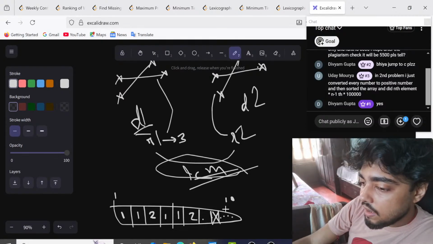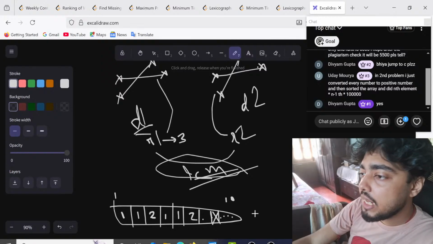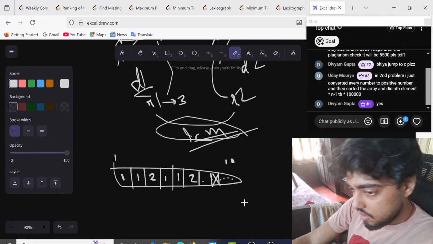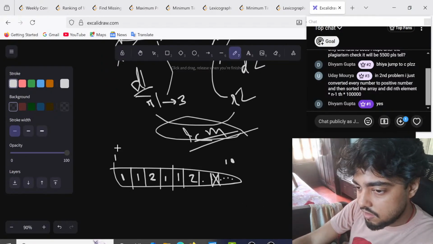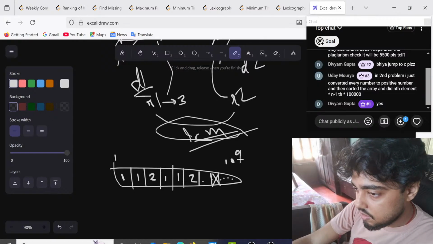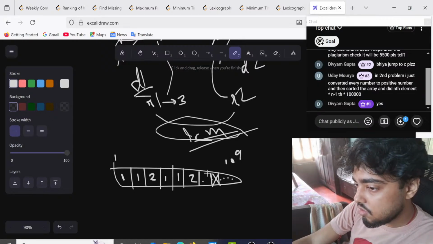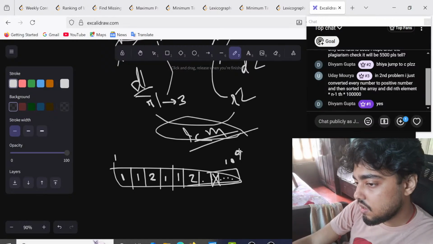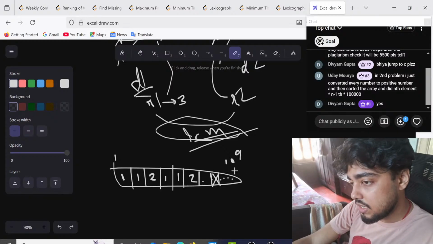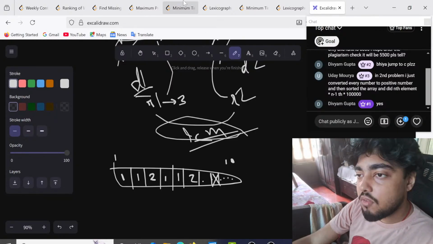So one thing, is it clear that we will be needing a binary search on this? Because let's say 1 to 10 to the power 9. This is what the whole array will look like. Or rather 10 to the power more than 9. What was the range?